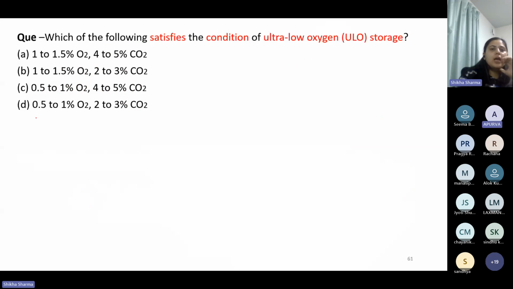So let's solve the last question for today, which is: which of the following satisfies the condition of ultra low oxygen storage? Anyone? The options are 1 to 1.5% CO2 or O2, or 0.5 to 1% O2, and in the other options 4 to 5% CO2 or 2 to 3% CO2. So in ultra low oxygen storage, what is the amount of oxygen we use? I think option C, ma'am. Option C.